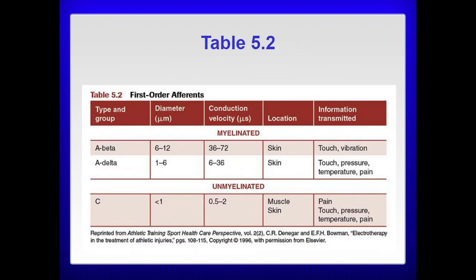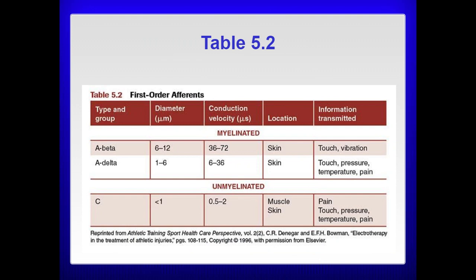Real quick. A beta fibers, okay? They start in the hair follicles, Pacinian corpuscles, Meissner corpuscles, Ruffini endings. Okay, they give you information: touch, vibration, sensation. They're large. Okay, fast conducting nerves. They have a low threshold because it's myelinated and fast. They have a low threshold, so they are easily stimulated. Okay, but they also accommodate and they conform to the stimulus pretty quickly as well.